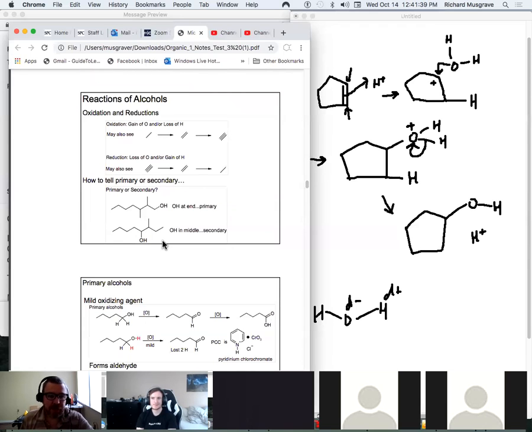So now we can look at reactions of alcohols, and this is where I tell you a little bit about oxidations and reductions and how to recognize them. We already dealt with one reduction, but the nature of oxidation and reduction is as follows. Oxidation is, as you might guess, the gain of oxygen. But it could also be the loss of hydrogen as well. Both of those statements are pretty much equivalent when we talk about oxidation. Reduction is the opposite. It's loss of oxygen and or gain of hydrogen.